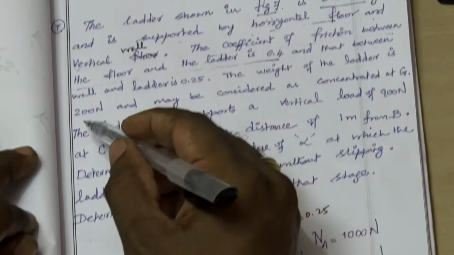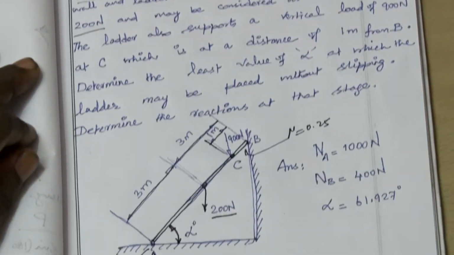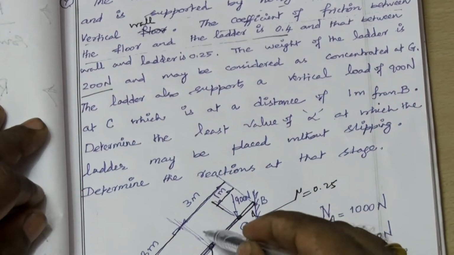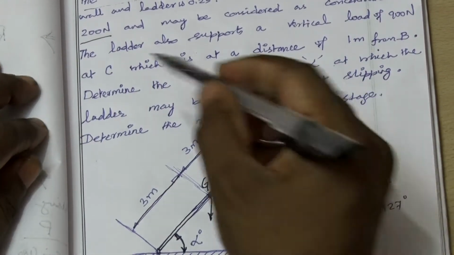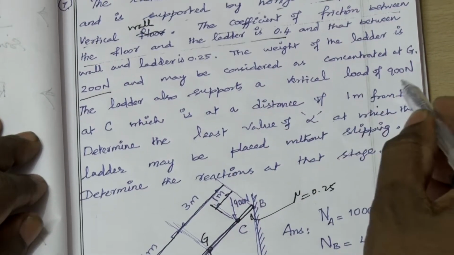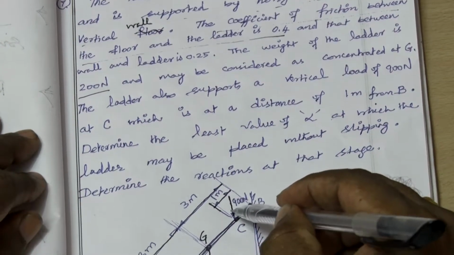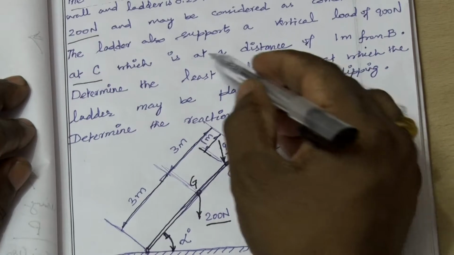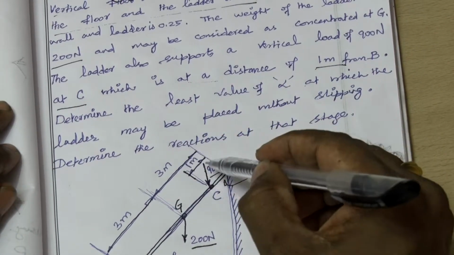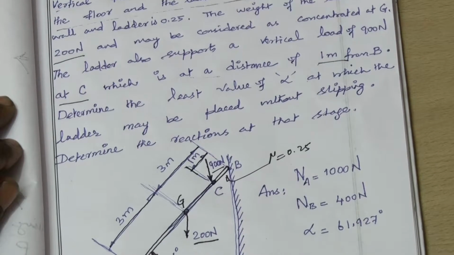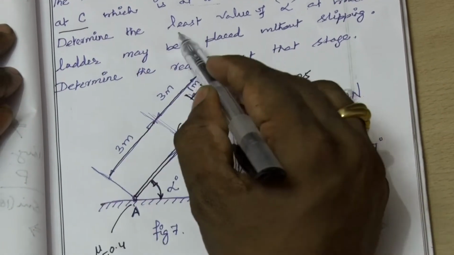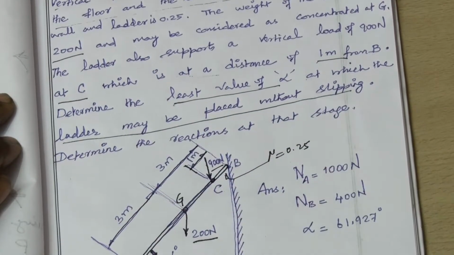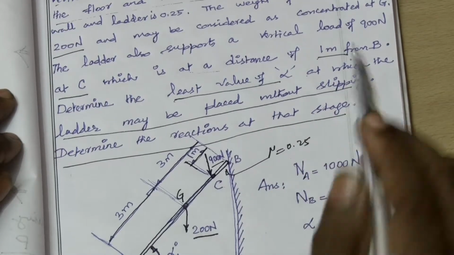The weight of the ladder is 200 Newton and may be considered as concentrated at G, the center of gravity. The ladder also supports a vertical load of 900 Newton at point C, which is at a distance of 1 meter from B along the ladder. Determine the least value of alpha at which the ladder may be placed without slipping. Determine the reactions at that stage.